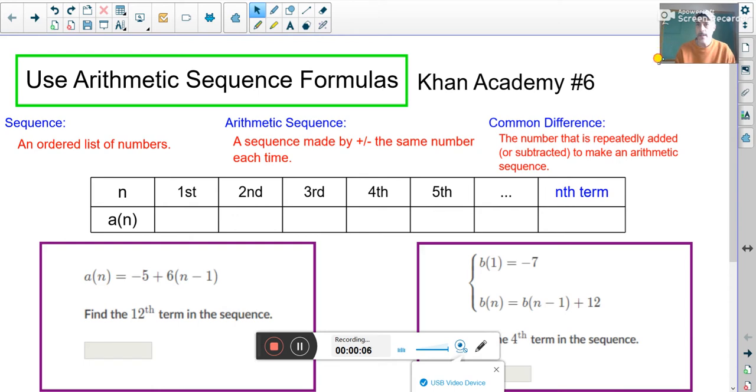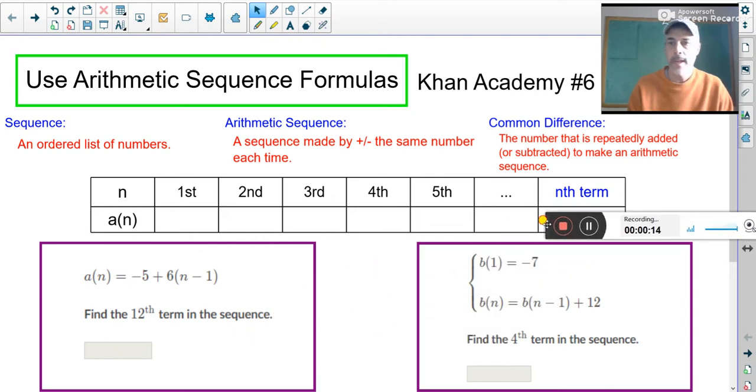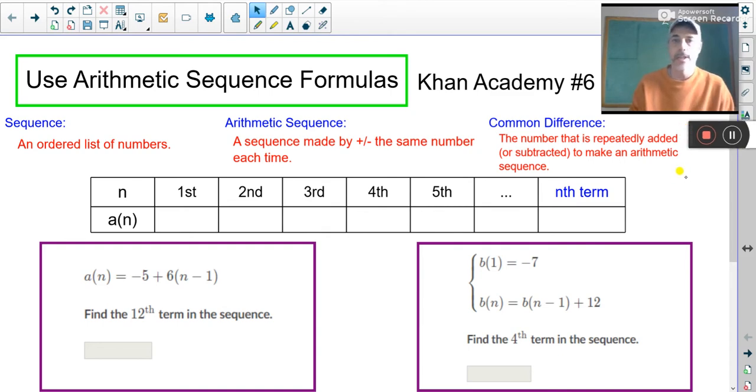Yay, another video. So this is Khan Academy Use Arithmetic Sequence Formulas. And I've brought the vocab into this presentation from our last presentation, the thing I called Khan Academy number 5, Extending Arithmetic Sequences. So just as a review, a sequence is an ordered list of numbers.